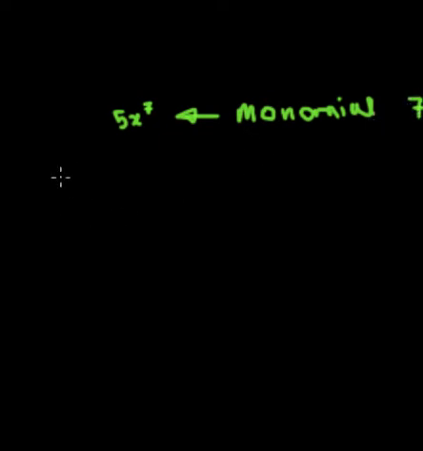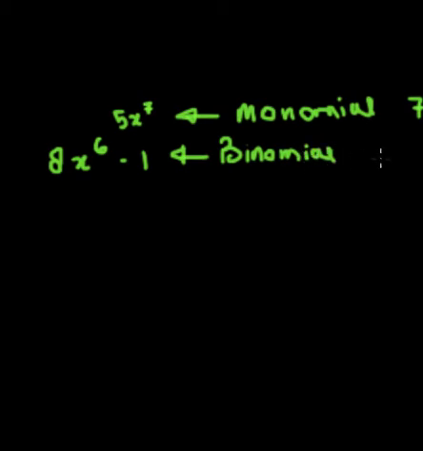So the next example will be 8x to the power of 6 minus 1, and this will be a binomial because it has two terms, and therefore bi, because bi is 2, and so then you'd call it a binomial. And it has the highest degree of 6.